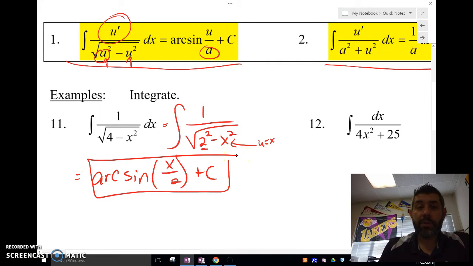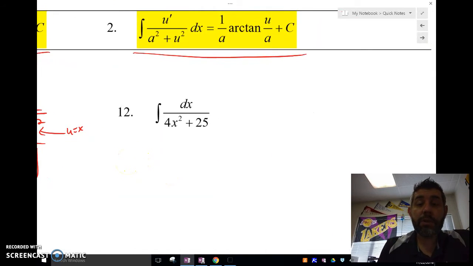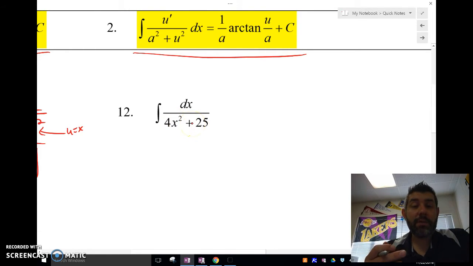All right, let's look at number 12. Now notice there's no square root. So automatically we're like, okay, this is not going to be an arc sine. And it's x squared plus another number. So we're thinking, oh, an x squared on the bottom, nothing on the top. This must be an arc tangent.